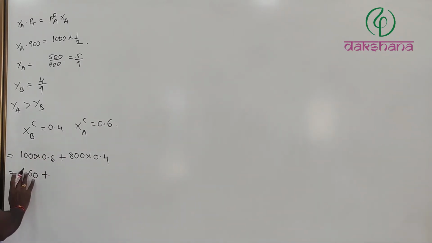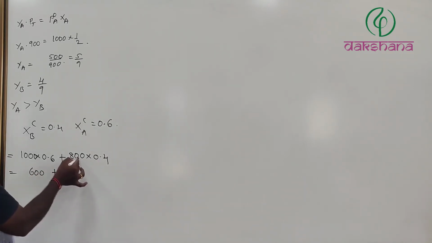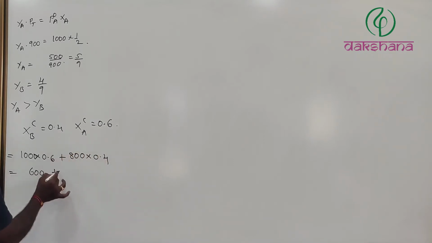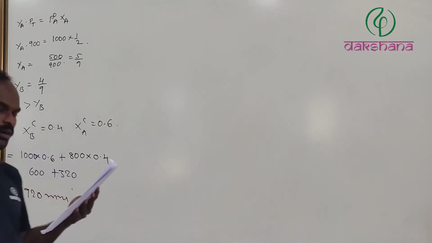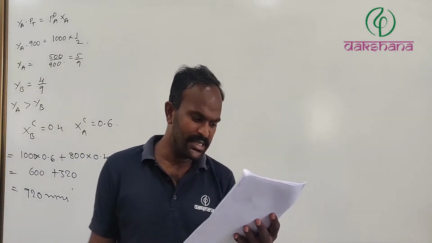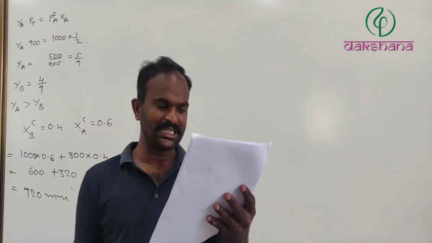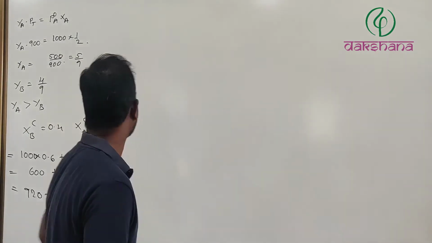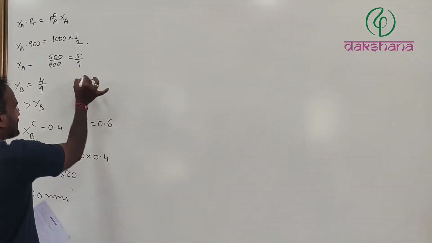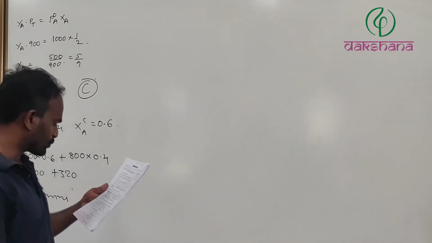1000, no? Therefore this is going to be some 600 plus 80 into 4, 320. That is equal to 920 mm of Hg. So correct. What statements are correct? 1, 2 and 4. Yes, 1, 2, 4 are correct. Therefore option C is true.